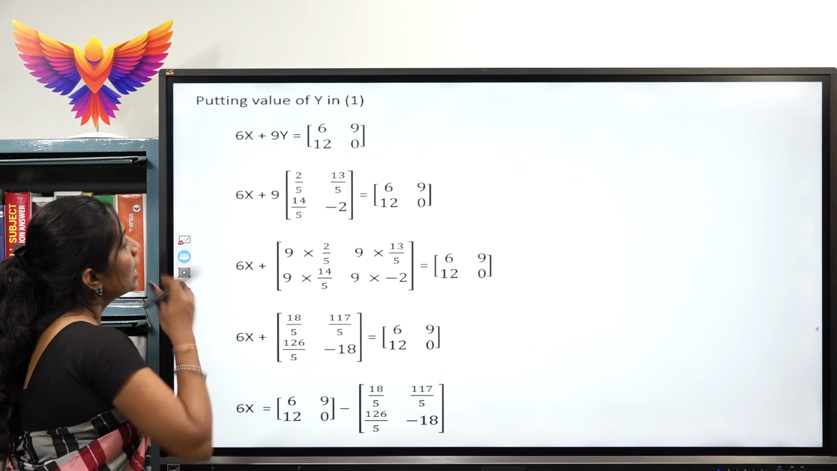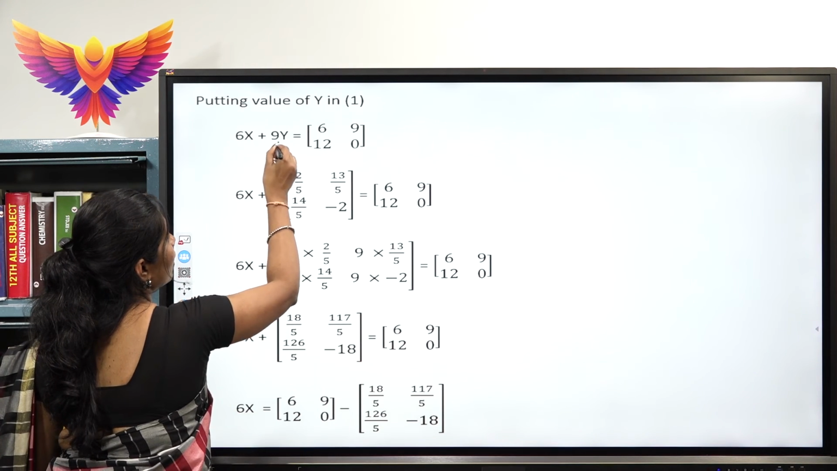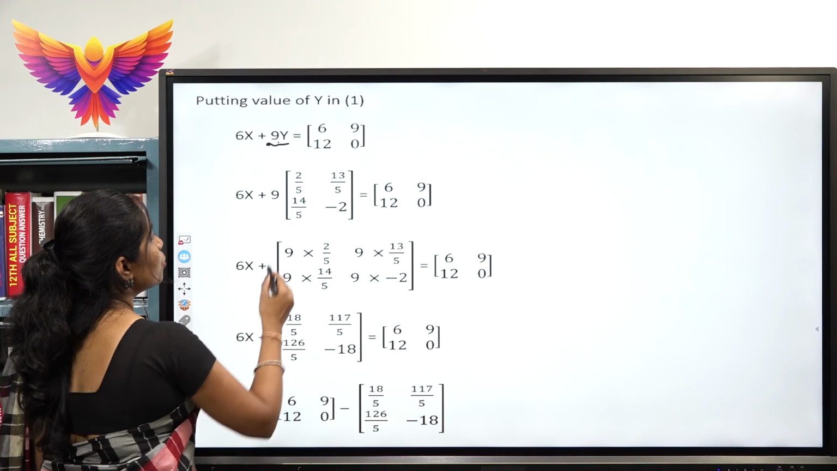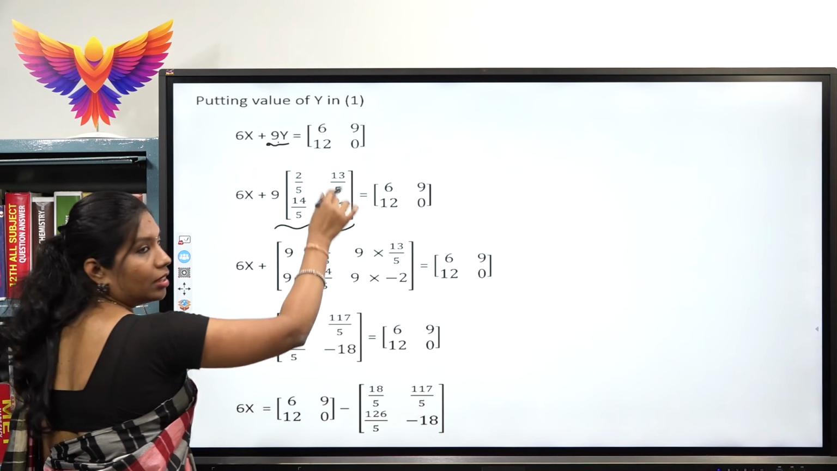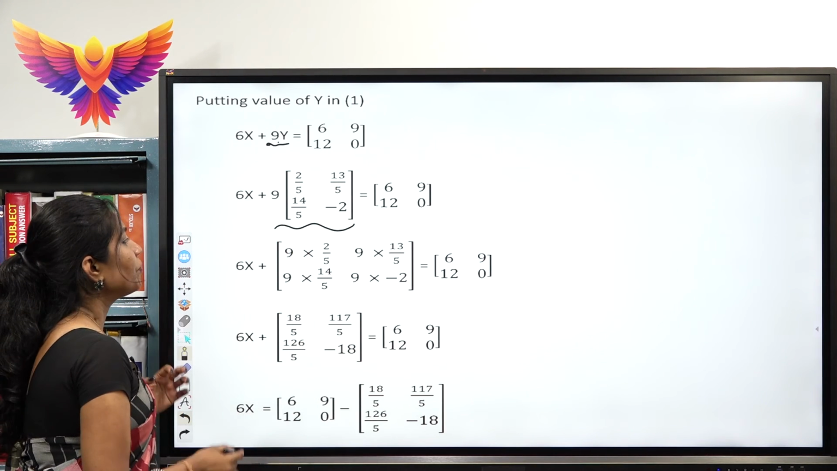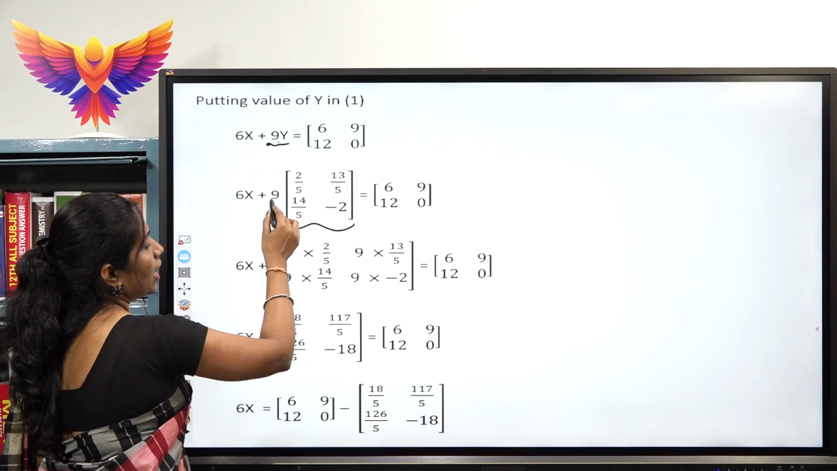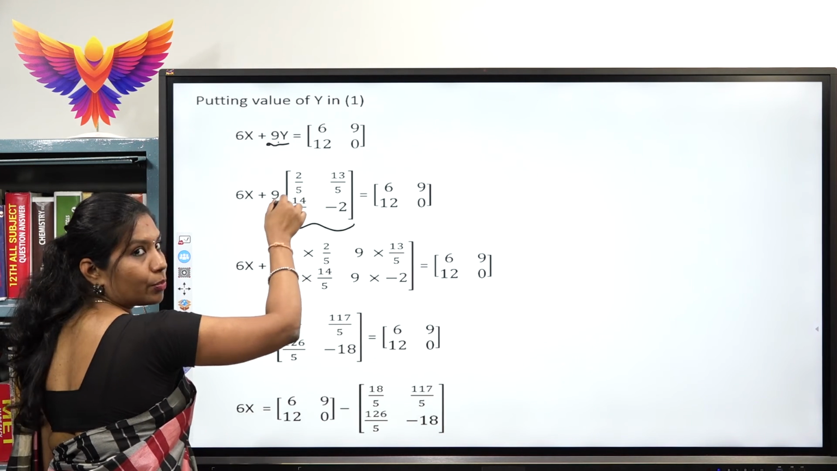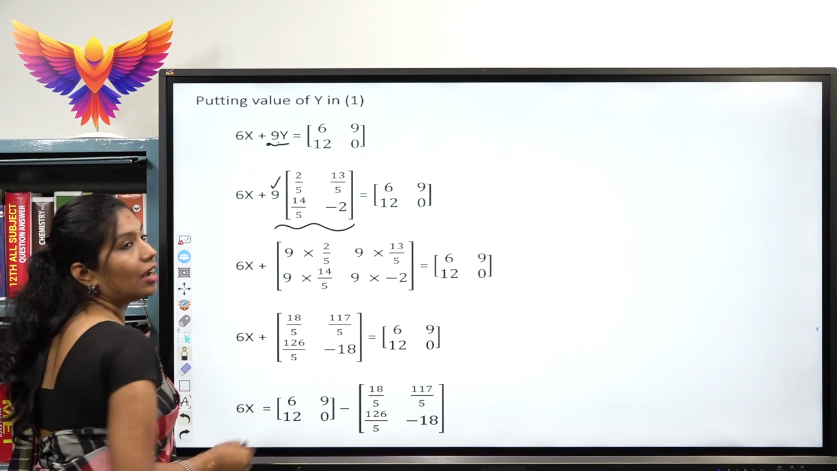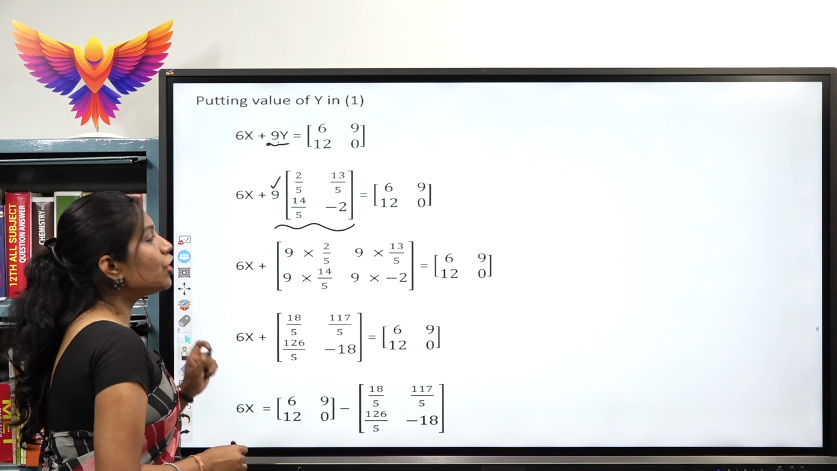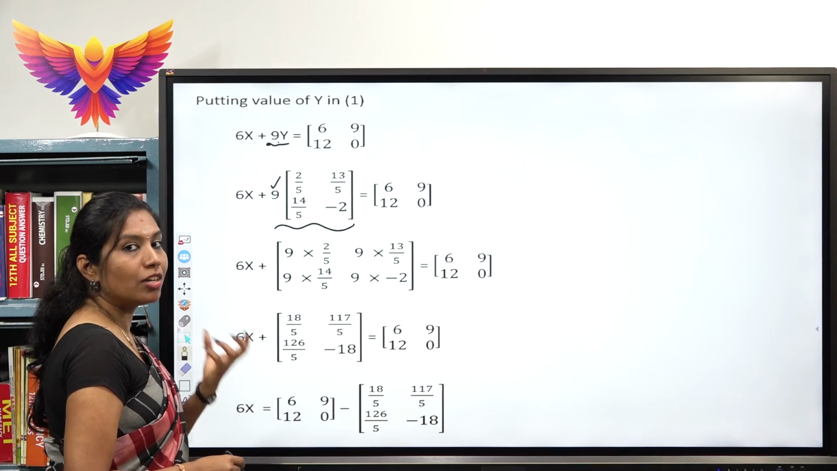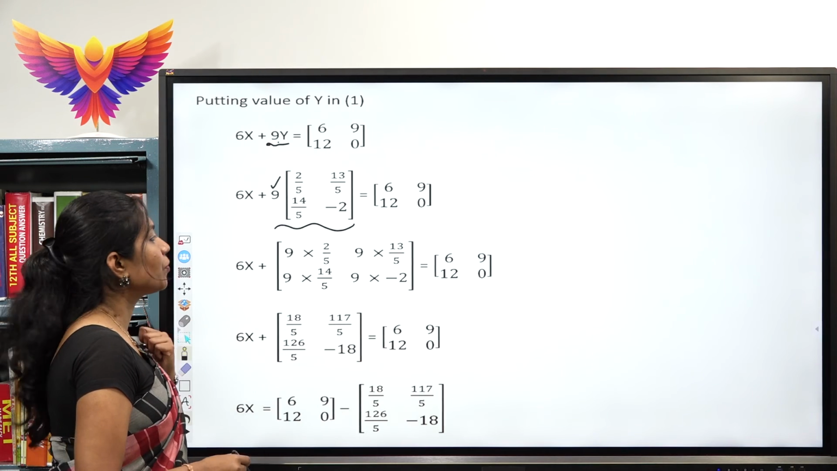Now we know what is the value of y from the previous case. I will be substituting the matrix I have got in place of y. When I simplify this further, I will be getting 6 into 9 of the complete matrix y. This is a scalar. I can see that 9 is a scalar here. Each and every element of a matrix should be multiplied with the scalar.